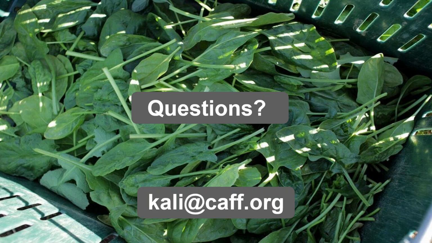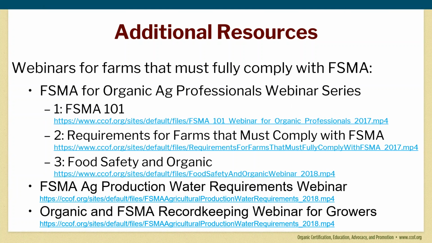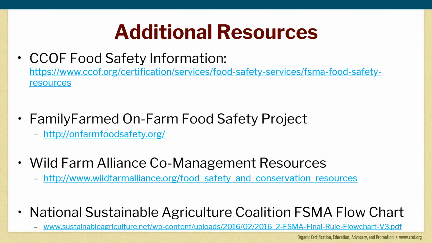And with that, we're just going to go over a few additional resources. As Kaylee mentioned, CAFF and the CCOF Foundation put on a number of webinars on food safety that go more into depth about the requirements of FSMA. If you're a small or mid-sized farm, our FSMA basics for small and mid-sized produce farms is a good overview and goes into some of the record-keeping requirements you may have. We also have a whole series for farms that must fully comply with FSMA, including one that goes into the ag production water requirements in pretty good detail, and also gives some great recommendations on how to take a water sample and some of the more practical side of that. And then these are just some good general food safety resources. Again, we'll be sending out a PDF of the slides so you can have access to these links.